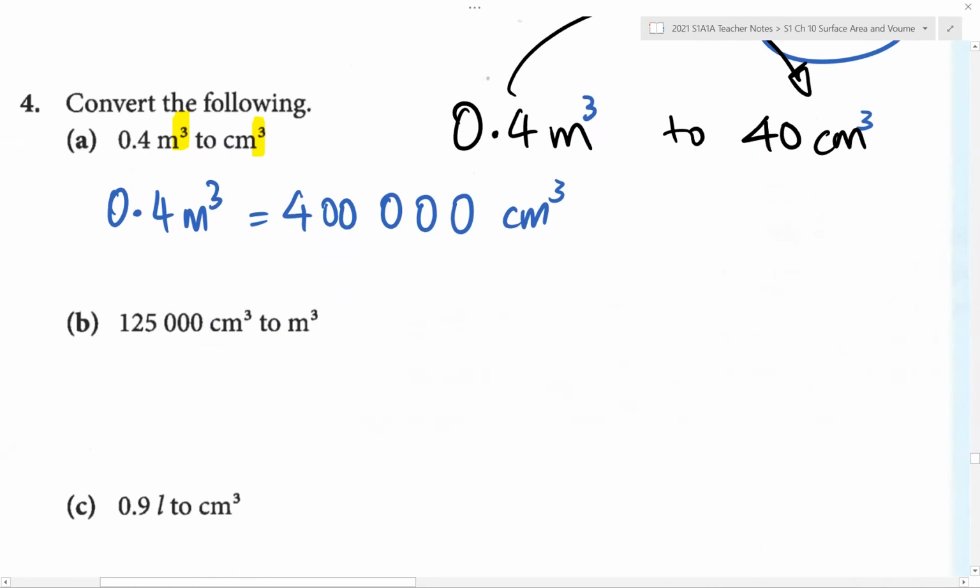Let's try part B. We do the same thing. Now, who cannot do part B? Cannot do. No confidence. Fari, could you do part A? Can you do part A already? Okay, can you do part B?